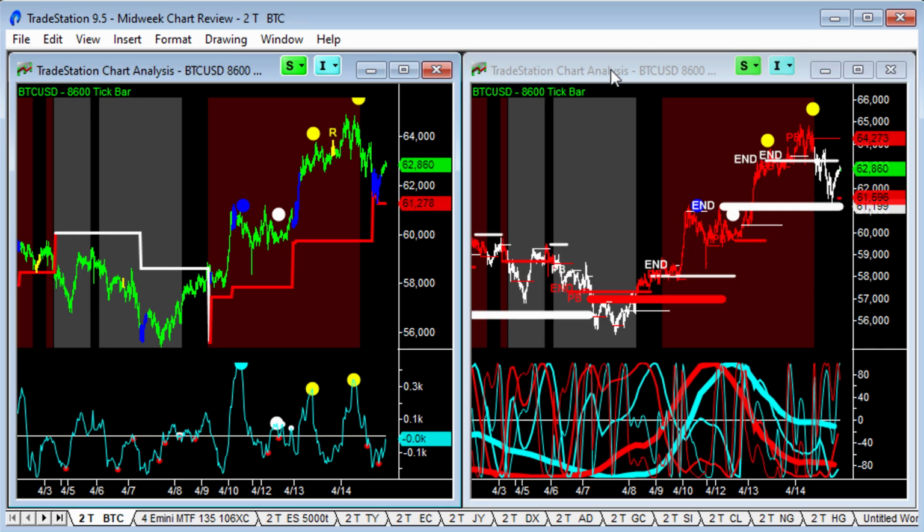I'm a hodler, so I'm still holding my Bitcoin, but on the next move down, might be interested to buy another altcoin or leg into some more Bitcoin.